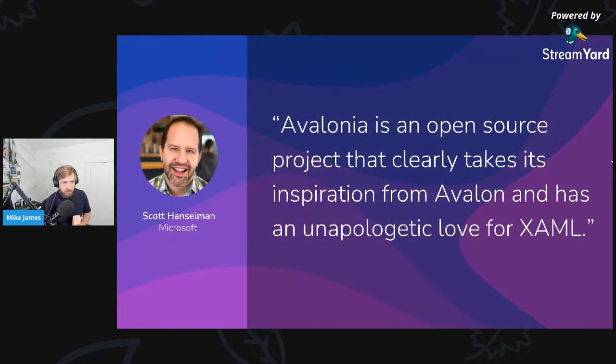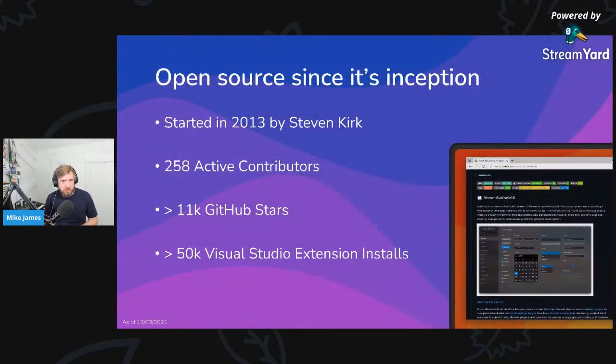Scott Hanselman has said Avalonia is an open source project that clearly takes its inspiration from Avalon and has an unapologetic love for XAML. If you didn't know, WPF's code name was Avalon. So there's a little nudge and a wink within the Avalonia name to its pedigree and its history and where it's coming from. It's been open source since its inception. It started in 2013 by Stephen Kirk. In my mind, I always want to call him Captain because he's like the boss.